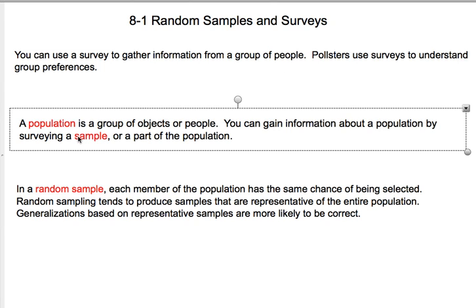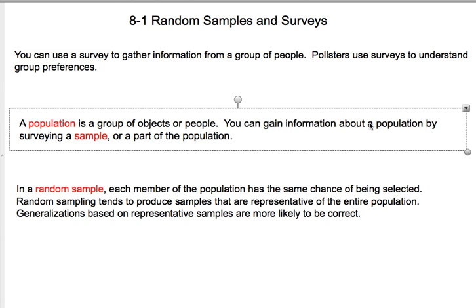Okay, a population is a group of objects or people. So for instance, you might be talking about all the people in the United States. So your population, or the people you want to understand, might be the people in the United States. Your population might be the people in South Africa. Okay, your population might be the students in the middle school. Okay, your population might be students at a high school. Okay, and you're going to make predictions or inferences on those populations.